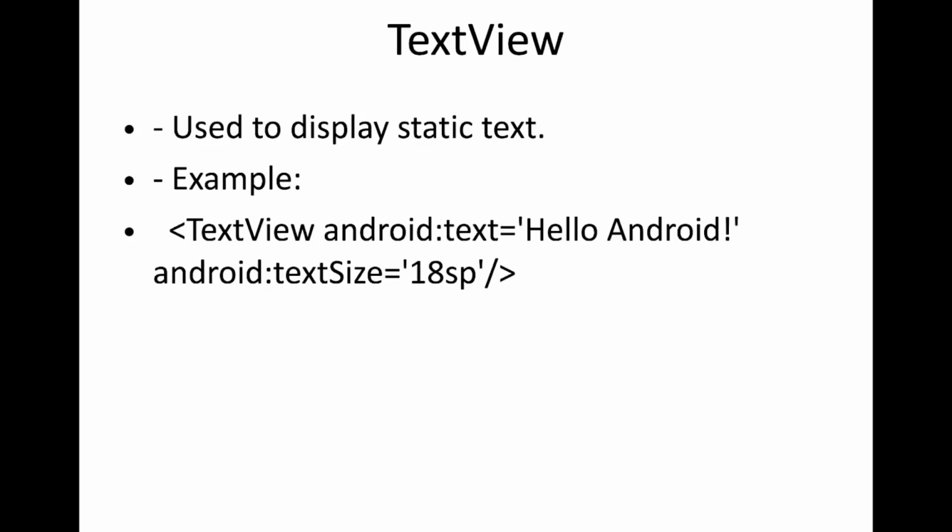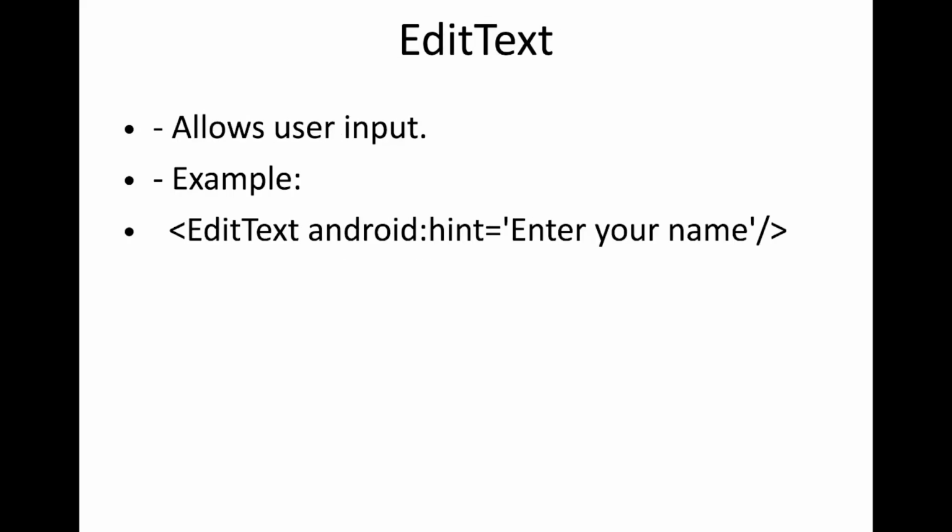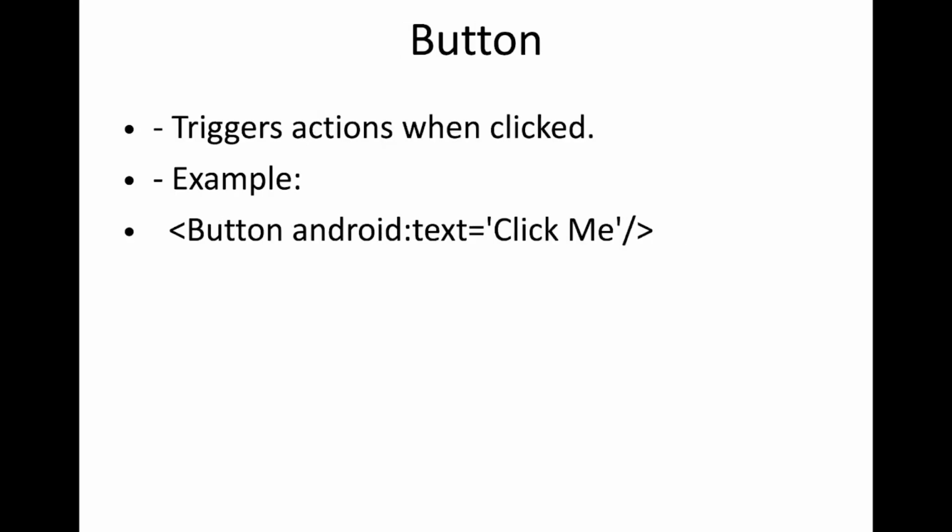Next, first is text view, used to display static text. Static means whatever you write, it will display there. Example: text view, android:text hello Android, and its size and style we can manage. We will see. Next is edit text, which allows user input. Here you can take real-time input in edit text. Edit text android:hint, this is a hint, enter your name. That means you have to enter your name.